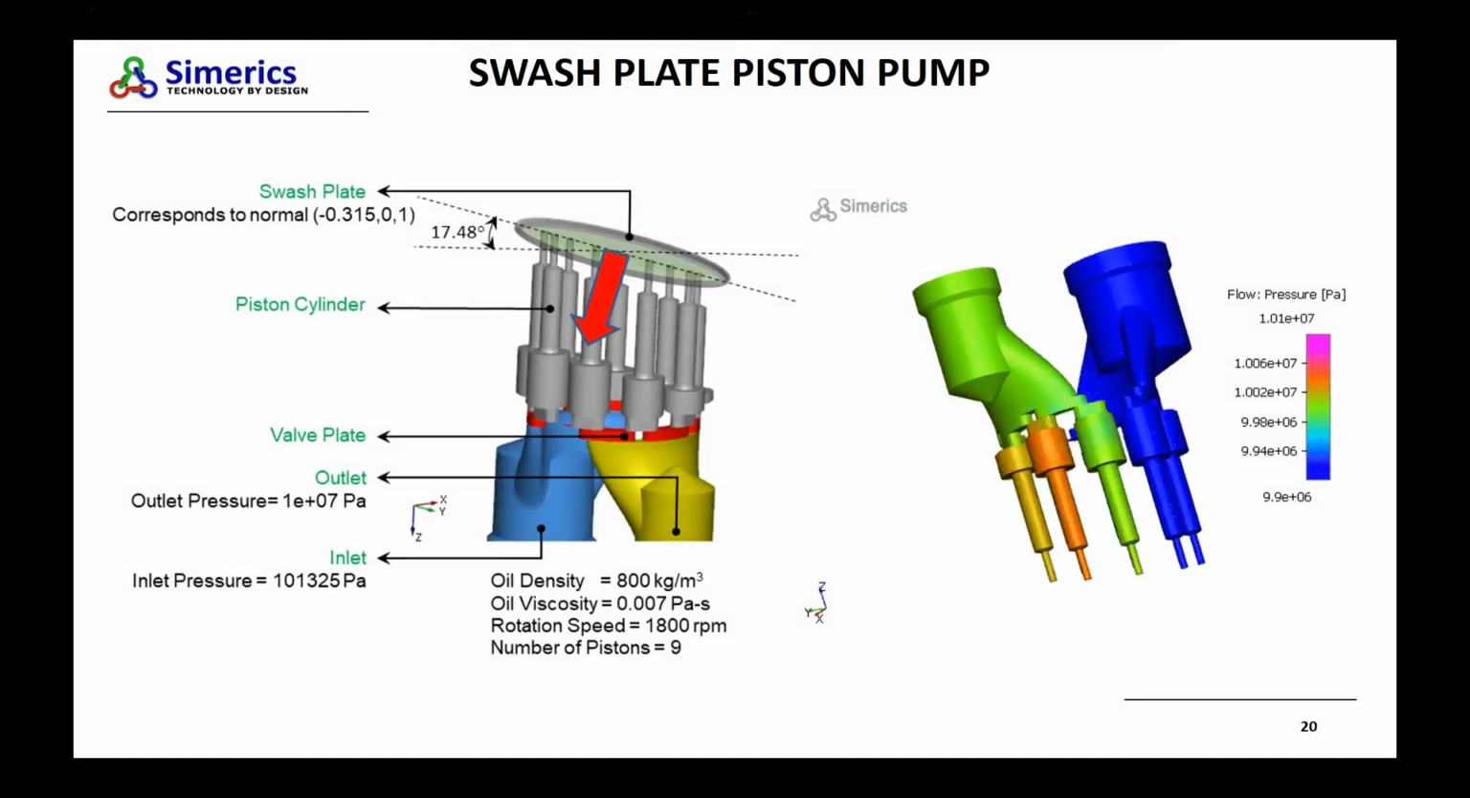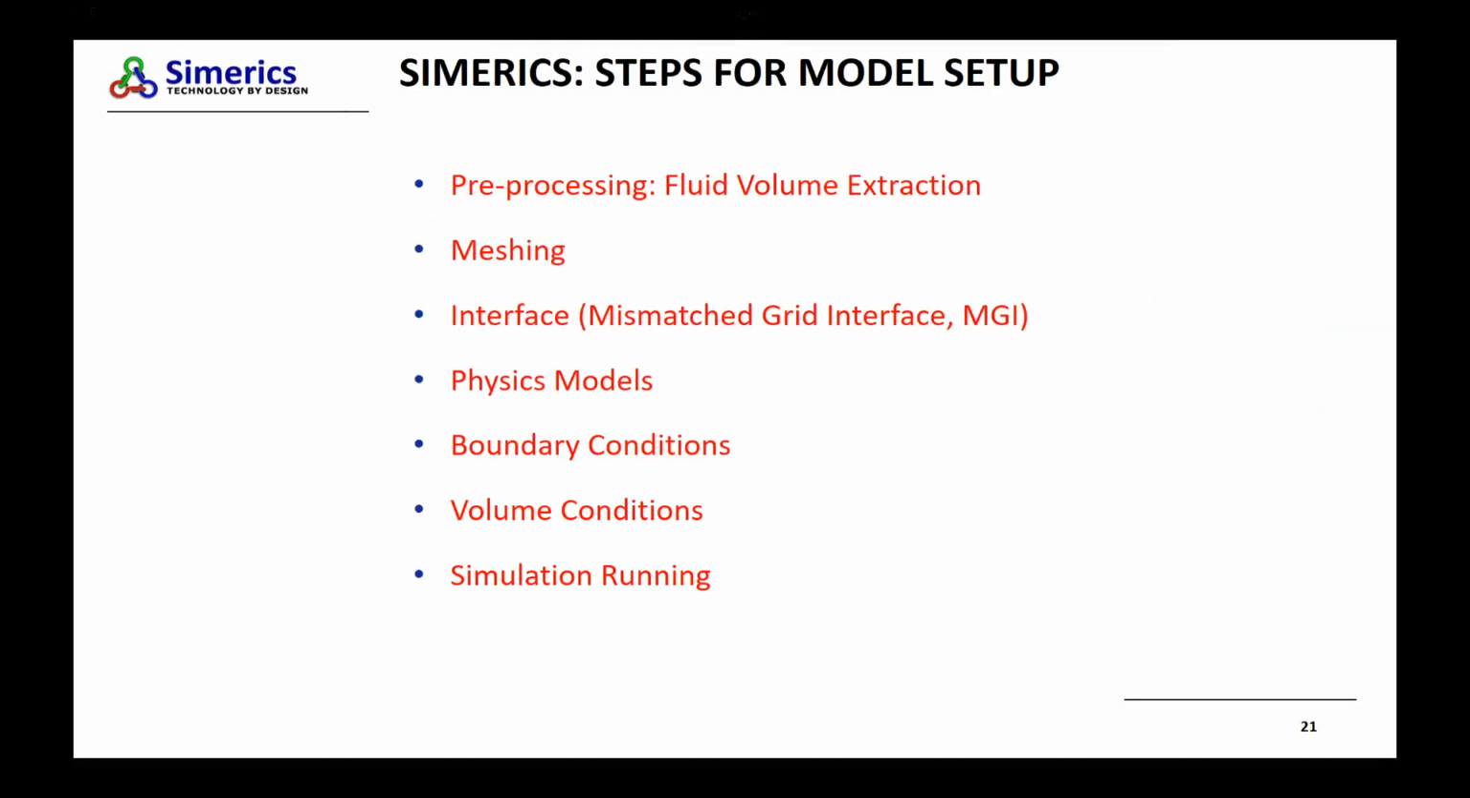So I think the steps that Yahweh detailed are, I would say, first we try to get some fluid extracted out of the solid model. You mesh it. Our meshing is, as we detailed, an automated mesher, and in many cases we have a template which does the meshing with a nice structured mesh. And then you create the interfaces. We call them mismatch graded interfaces.